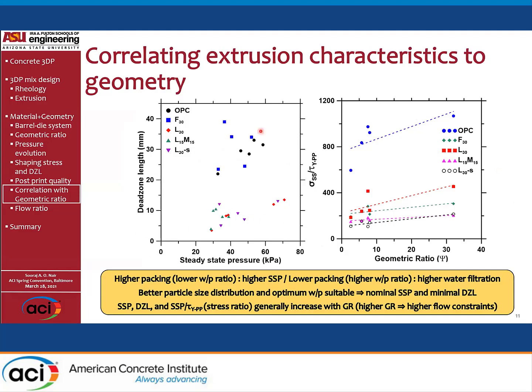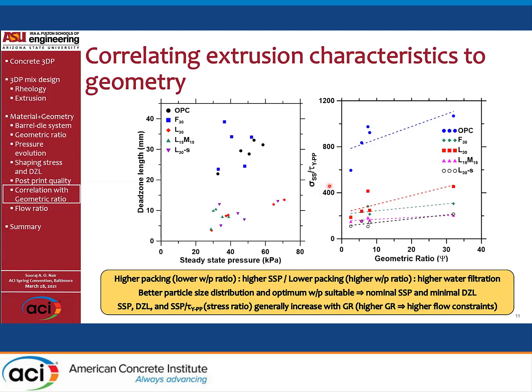But then there is a marked difference, just like we saw earlier, that printable mixes generally show a lower dead zone length, although steady state pressures could range in a higher variation, because as you increase the conductivity, even the good printable mixtures could show a much more dependent behavior on the geometry and could show a higher steady state pressure.